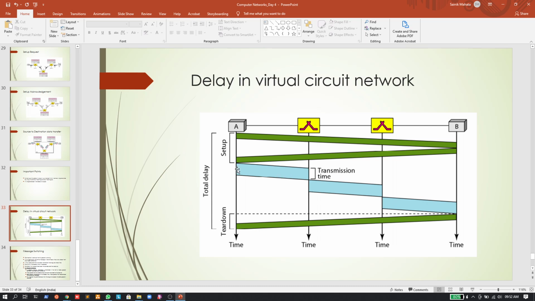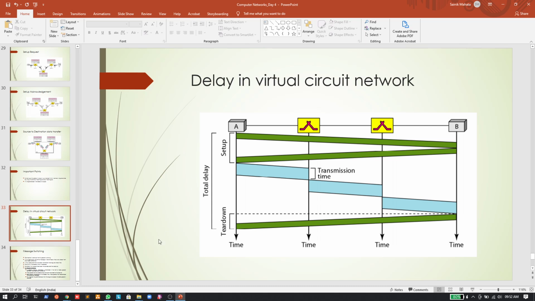So again, you can see that there is continuous sending of data, and after the data transfer is over, there will be a special packet from computer B to computer A telling that the data transfer is complete, whatever you have sent, I have received it, and now we can tear down the virtual circuit that was set up.